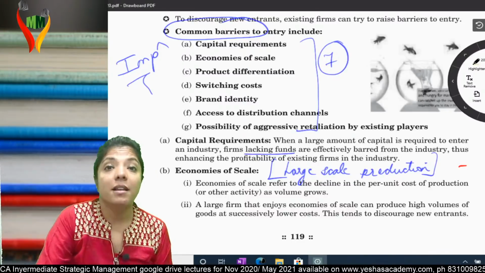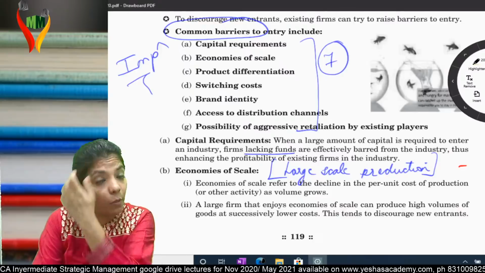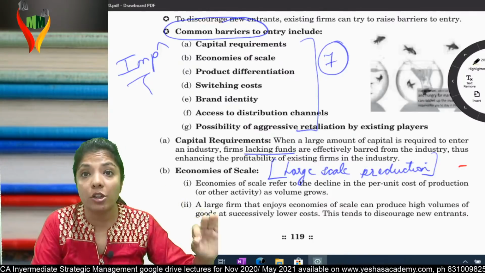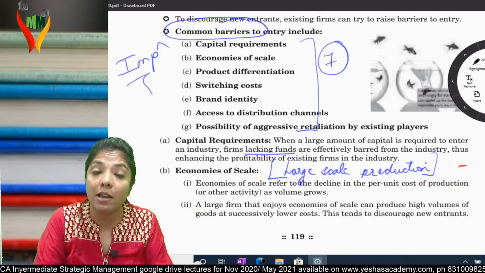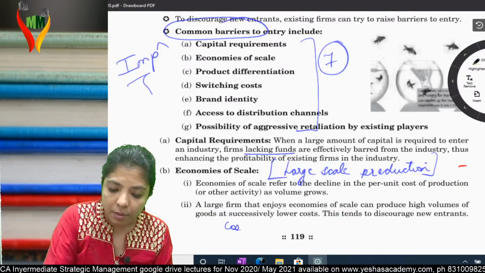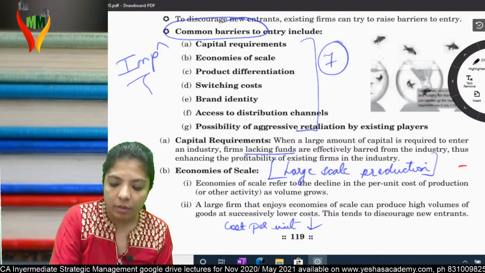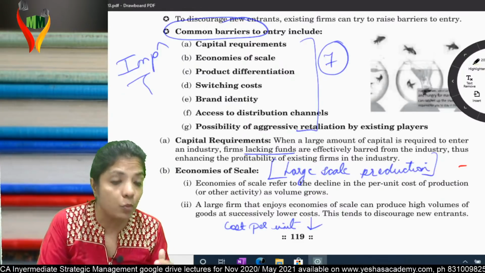Economies of scale means large scale production. I hope you're with me. What is economies of scale? Economies of scale means large scale production, and when I produce in bulk, automatically my cost per unit will come down.